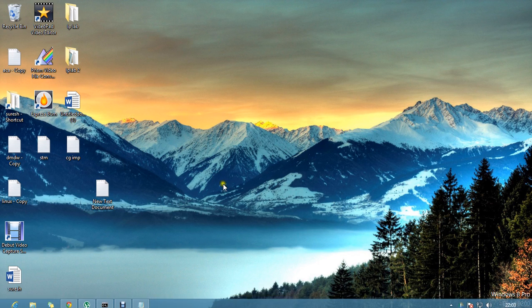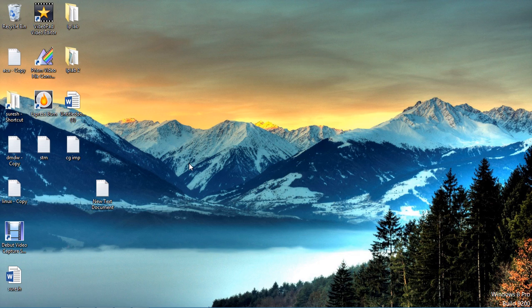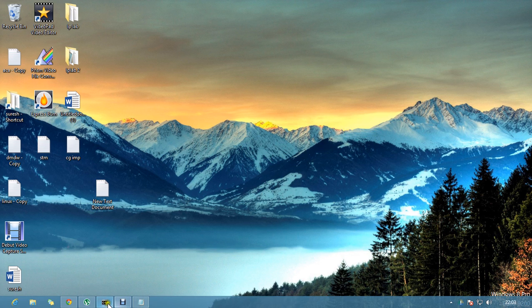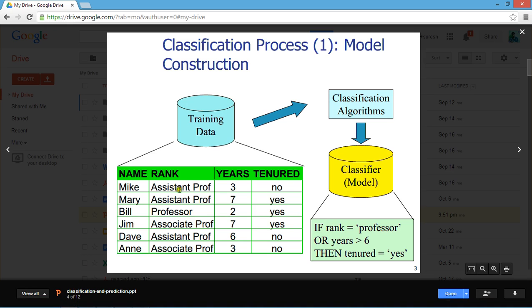So, our project basically deals with decision tree classification algorithms. Our main aim is to do a comparative study of two decision tree classification algorithms, ID3 and C4.5. So basically, let me take you to the decision tree. How does it actually look?